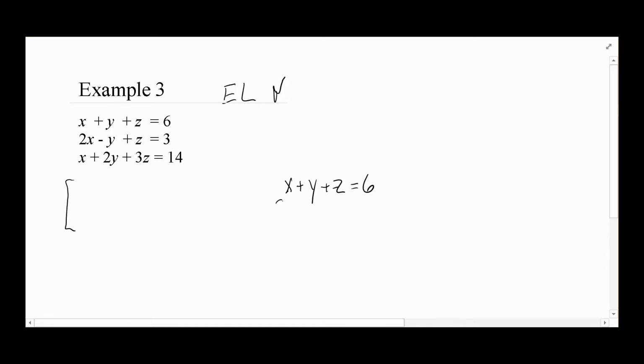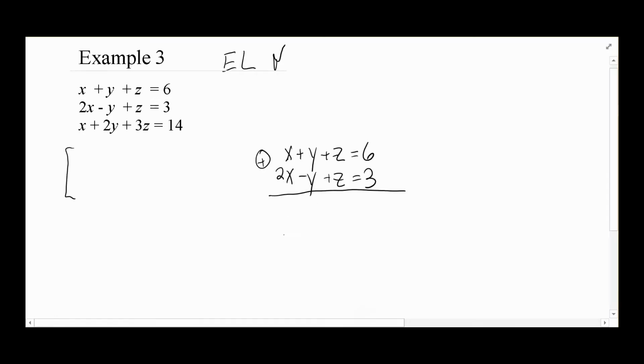I'm going to copy down equation 2. It's not always equations 1 and 2. We just have to do this in 2 different ways. I'm choosing 1 and 2 because the y's look so easy. So, if I add these together, I end up with 3x plus 2z equals 9. I'm just going to jot this over into my area for my 2 equation, 2 unknown system. And there's one of my 2 equations.